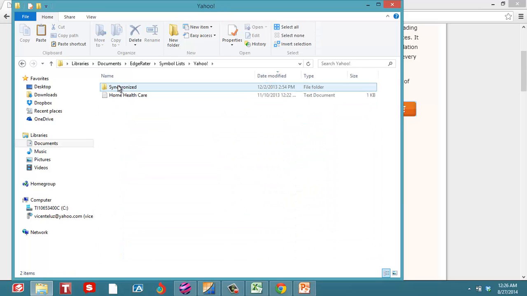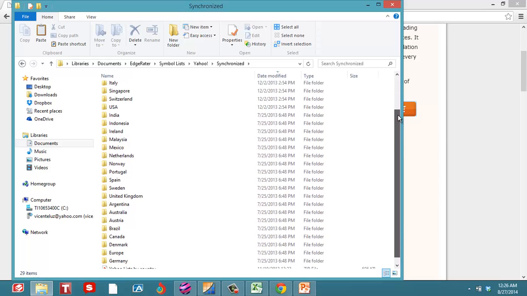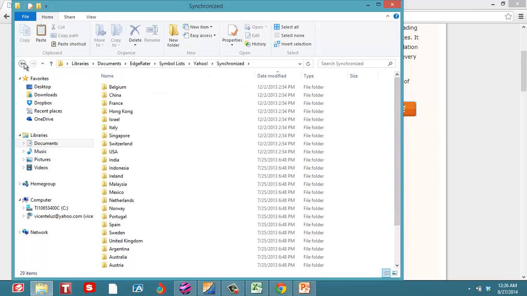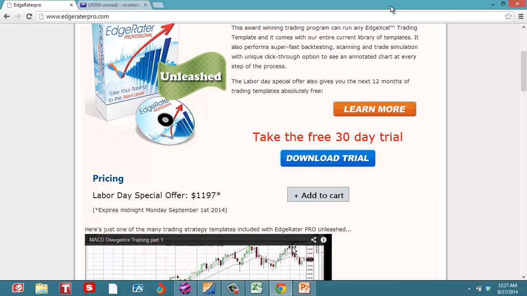Now if I want to get more symbols, you could go right here to Yahoo, and it has all these symbols that Yahoo has, listed by country. Now in this case I only want to do the MACD study on stocks that have good seasonality.